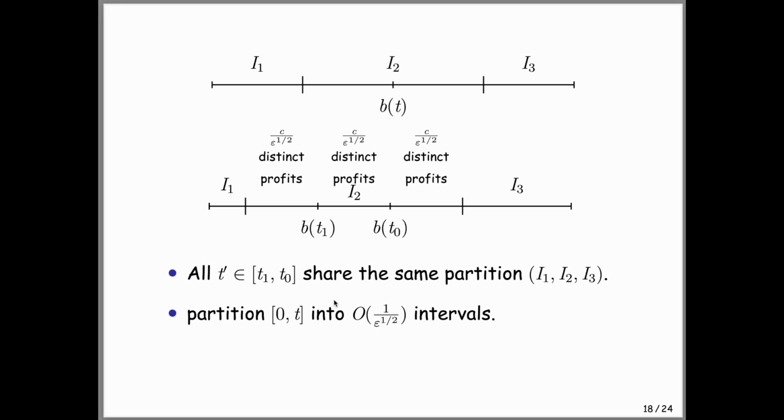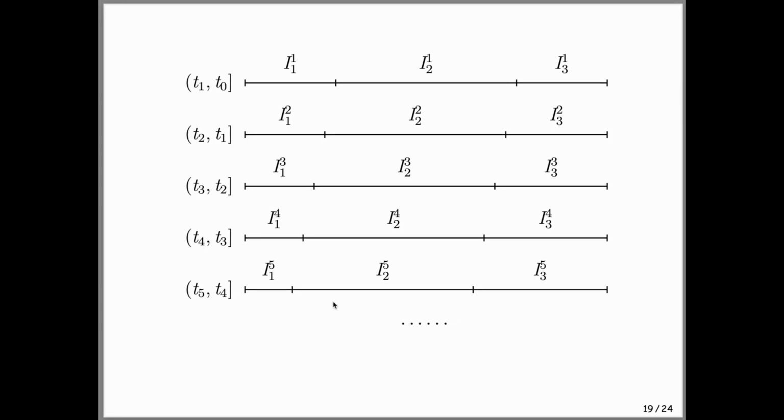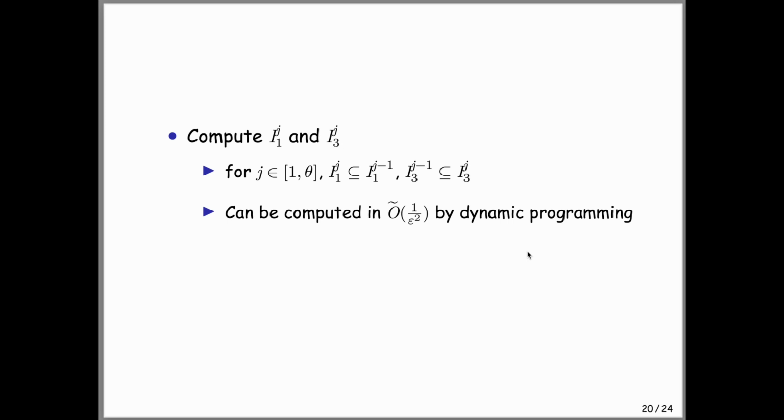Since computing each interval takes quadratic time, it's still too slow to do them individually. However, there are some structures in these intervals. For example, I1 in a later interval is always a subset of I1 in an earlier interval. I3 in an earlier interval is always a subset of I3 in a later interval. As we said, we compute I1 and I3 by standard dynamic programming. So by computing I1 from later intervals to earlier intervals, we can compute all intervals at once, and the same goes for I3.